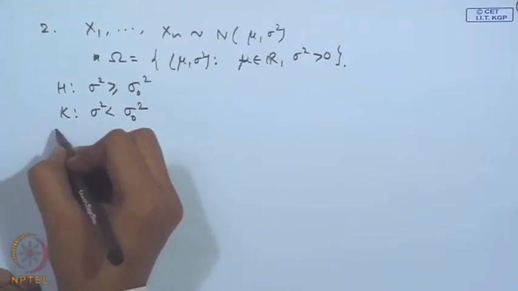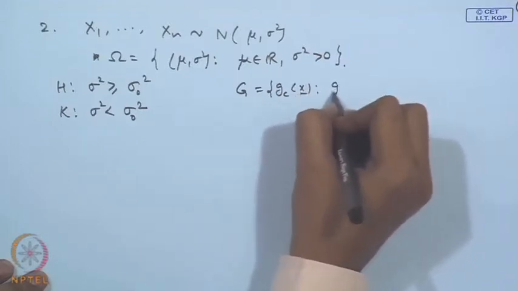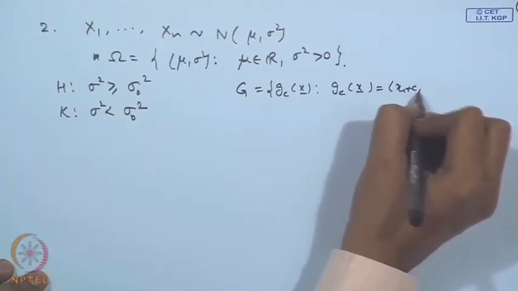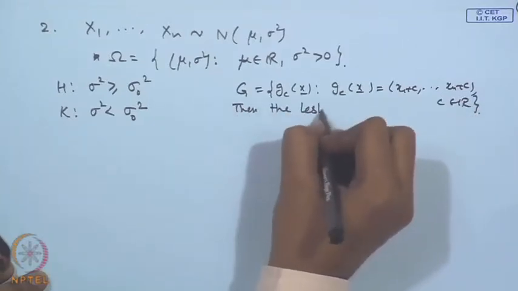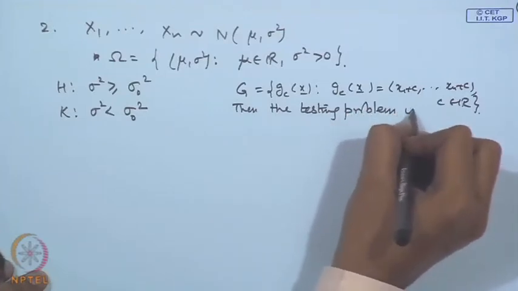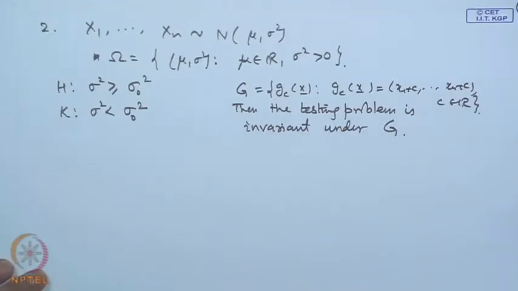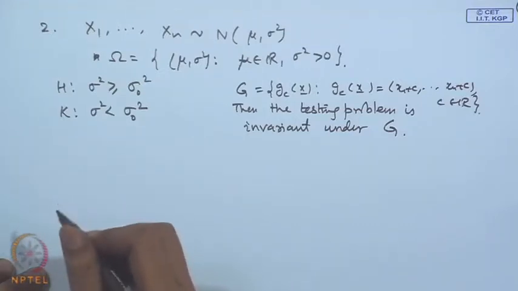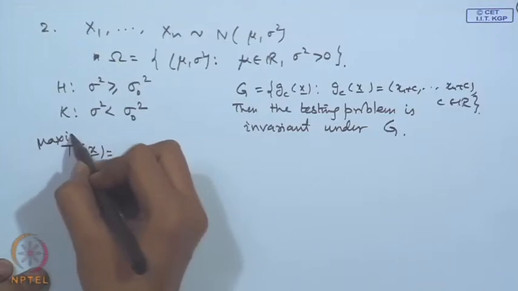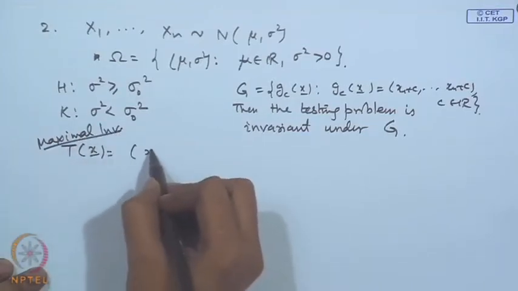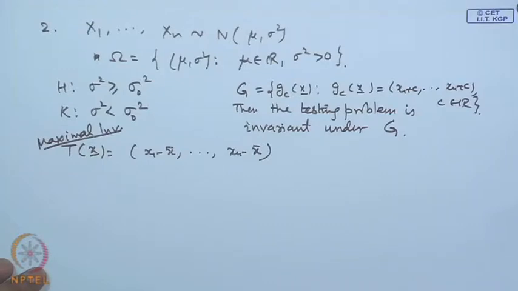So, if I am considering the translation group, that is x1 plus c and so on, xn plus c, where c is any real number, then the testing problem is invariant under G, and the maximal invariant is x1 minus x bar, x2 minus x bar, ..., xn minus x bar and so on. There I have written several functions here.